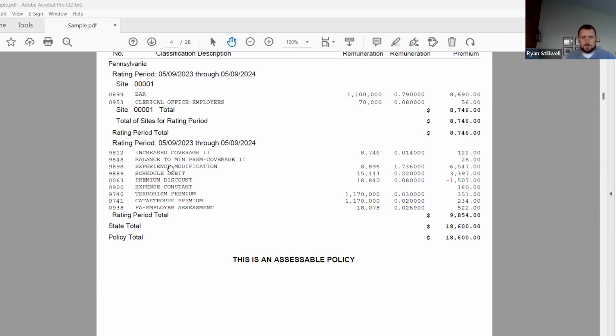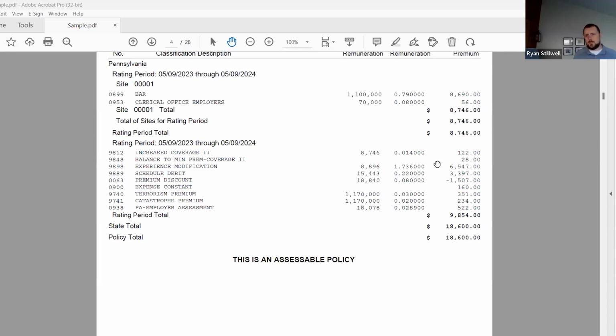The next line item here is the experience modification rate. So I'm going to do a whole separate video on the experience modification rate and how that's calculated, how it works, and how it really affects your premium. But you can see here that this rate of 1.736 is adding an additional $6,500 in premium. So why is that? Why is this experience modification rate 1.736?